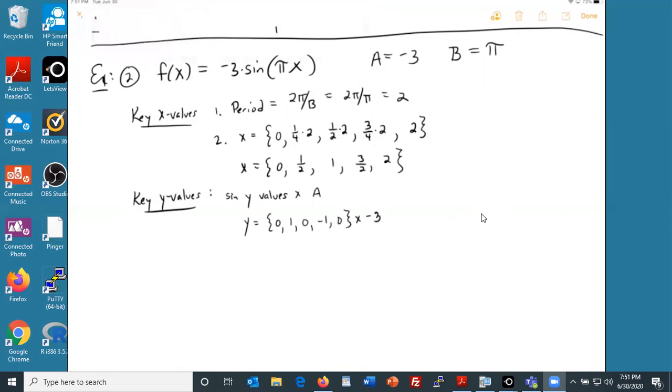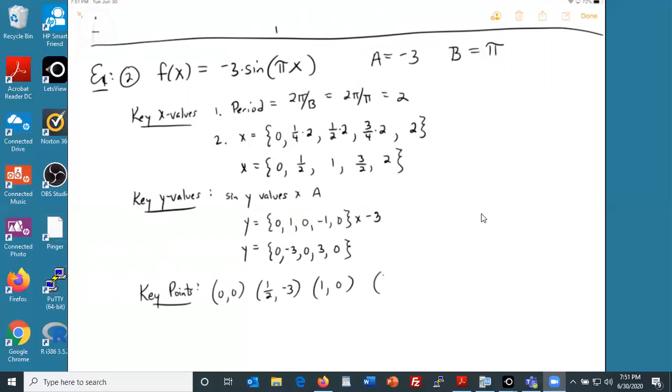The a value is -3. So now by distributing that, 0 times -3 is 0, 1 times -3 is -3, 0, 3, 0. So finally, my key points that I will now plot are (0, 0), (1/2, -3), (1, 0), (3/2, 3), and (2, 0).